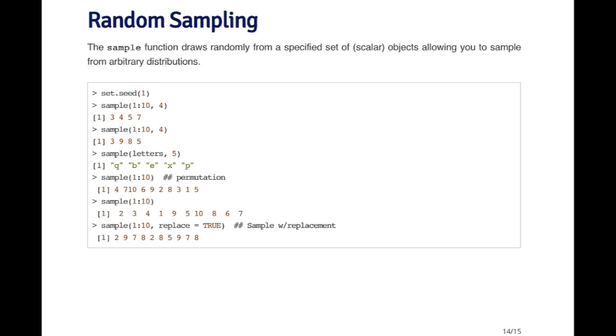So lastly, if I want to sample from 1 through 10, but with replacement, I can specify the replace equals true argument. So now I'm sampling 1 through 10. I'm getting a vector of 10 numbers from the vector 1 through 10, but because it's with replacement, I can get repeats. So you can see I got 8 3 times, and I got 9 multiple times. So that's how you sample with replacement.